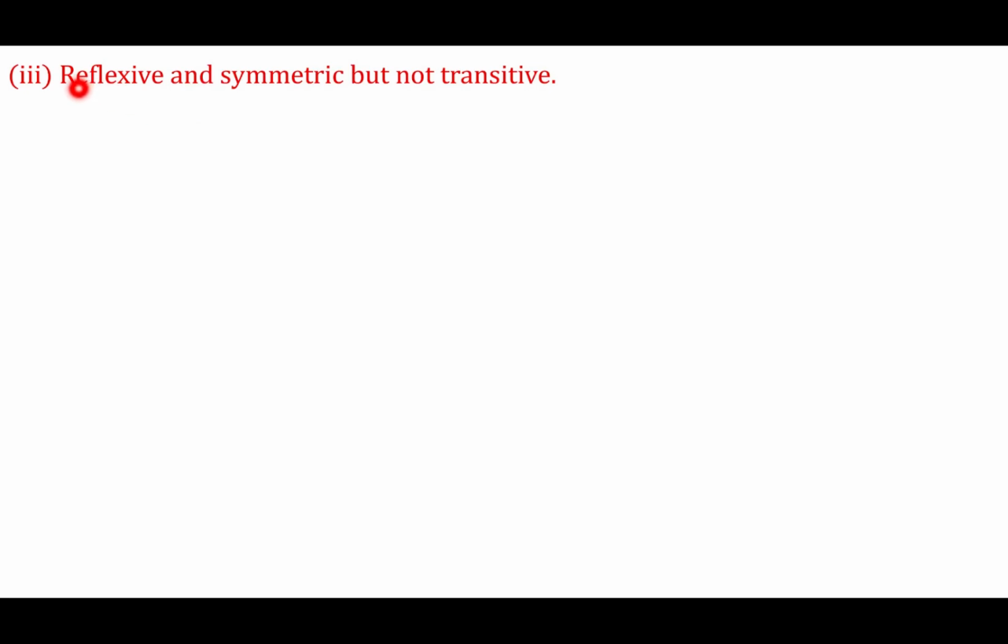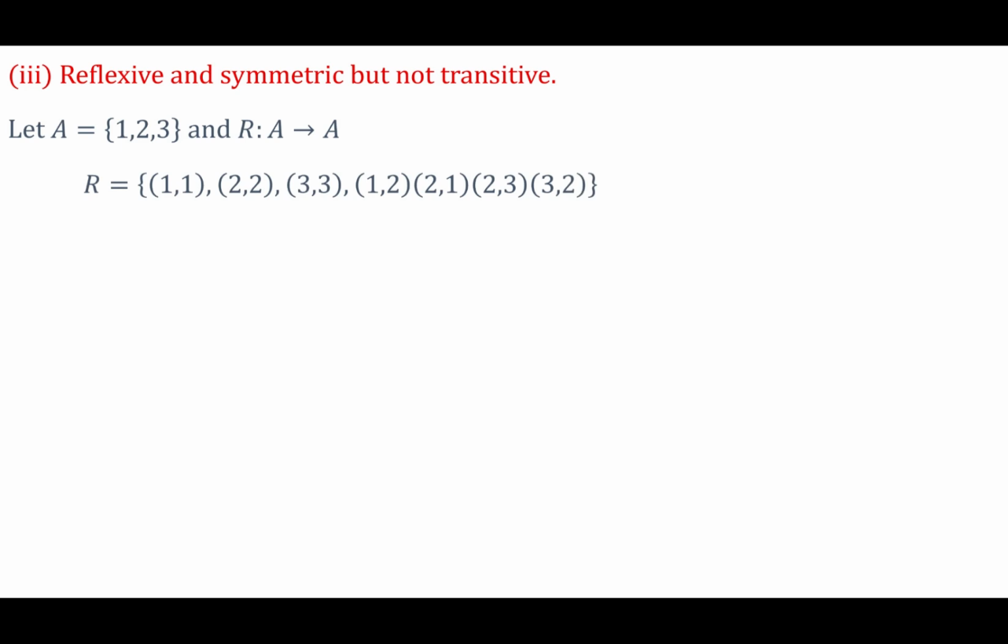Part 3 of question 10: reflexive, symmetric, but not transitive. So we have to define a relation which is reflexive and symmetric, but not transitive. I choose a set A as {1, 2, 3} and relation R on A. The relation is R = {(1,1), (2,2), (3,3), (1,2), (2,1), (2,3), (3,2)}. I have to prove this relation is reflexive and symmetric, but not transitive.